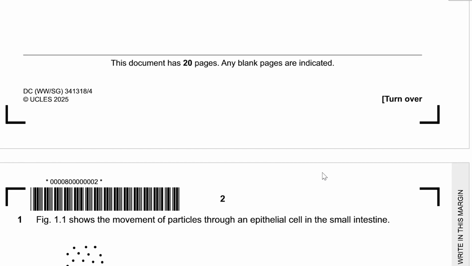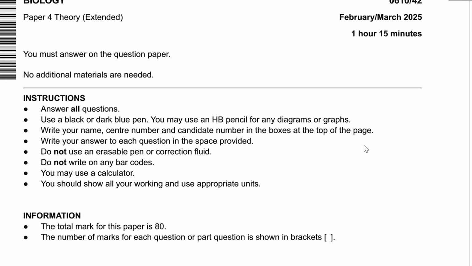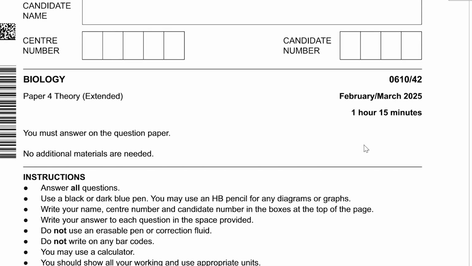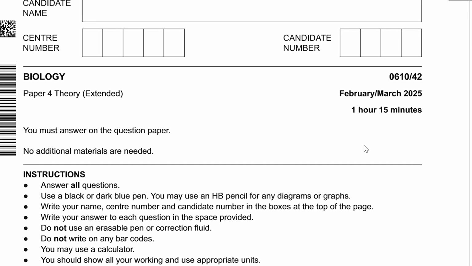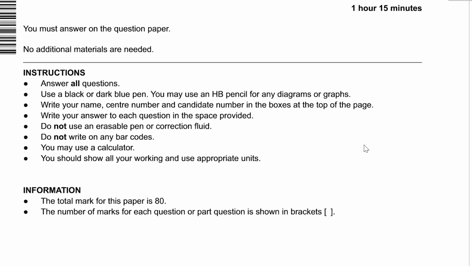Okay, so we have a biology paper here, which is February-March 2025, paper 4.2. So we'll go through this paper and discuss it all together. Alright, so let's start from question number 1.